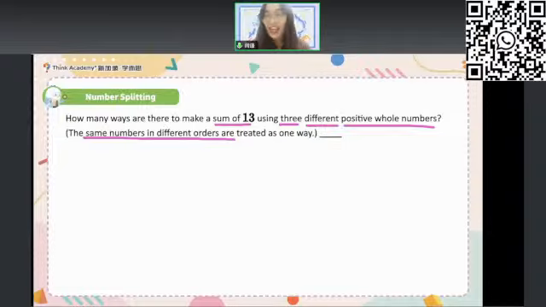In other words, the order doesn't matter. Let's have a look. Okay, we start from the smallest positive whole number, which is 1. So what is the second number I can put? Can I put 1 again? Cannot. Why not? Good job. Because that is different, okay? That means the smallest number you can put in the middle is 2.